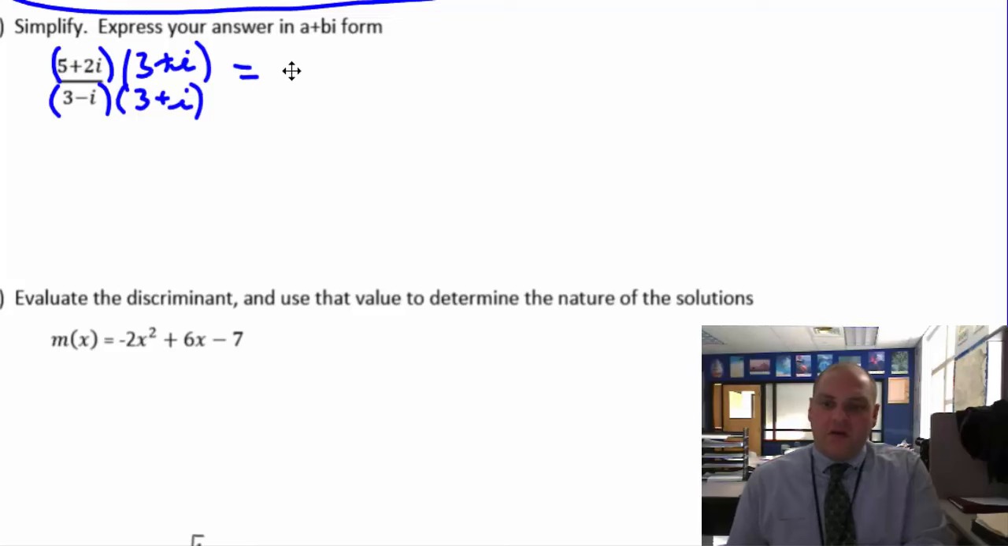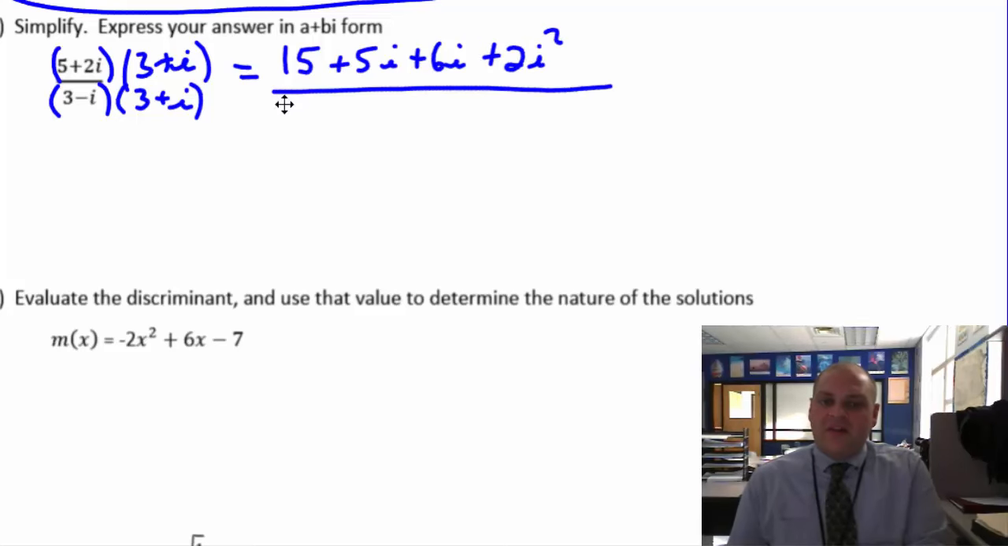Okay, so we're going to distribute 15. We have 5i and 6i, so I'll just write out 5i, 6i, and then 2i squared. Don't forget that square. 2i times i is 2i squared. That's where a lot of students make mistakes.